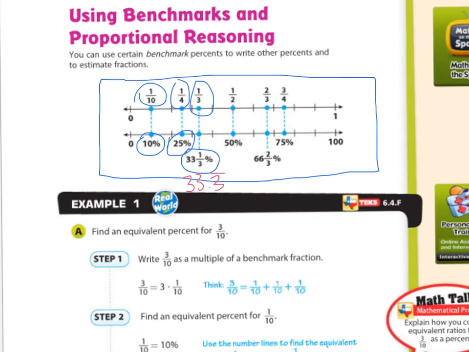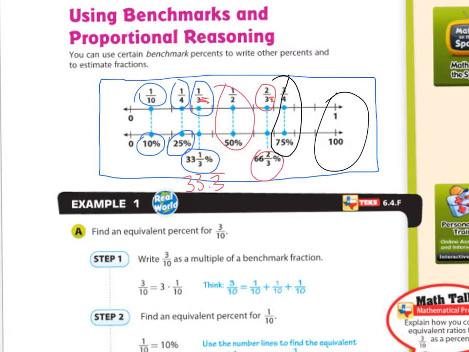Maybe like that. A half is 50%. 2/3 is 66 2/3. Notice our thirds here are wonky, and they're a little bit different. 3/4 is 75%. You should have that memorized, and 1/2 is 100%.